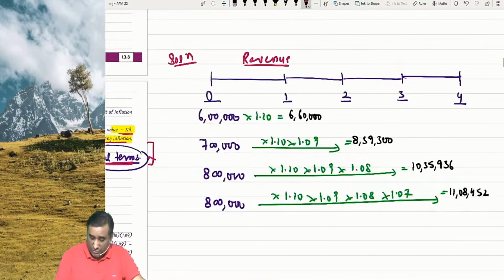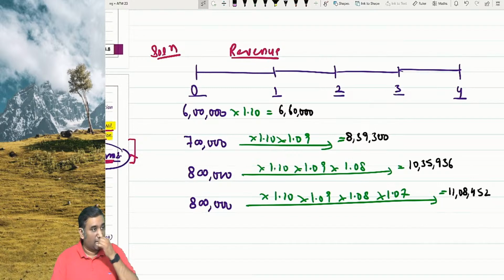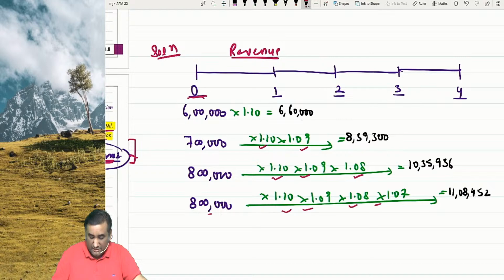So what I do is I'll just show you one graphical presentation. I'll show you the question. I'll not show you the answer, please. I'll give you 5 minutes and then I'll show you the answer. For example, if I'm standing in 0, it will be 1.1 into 6 lakh. 7 lakh would be 10 percentage of first, 9 of second, 8 lakh, 10, 9 and 8. 8 lakh would be 10, 9, 8 and 7.